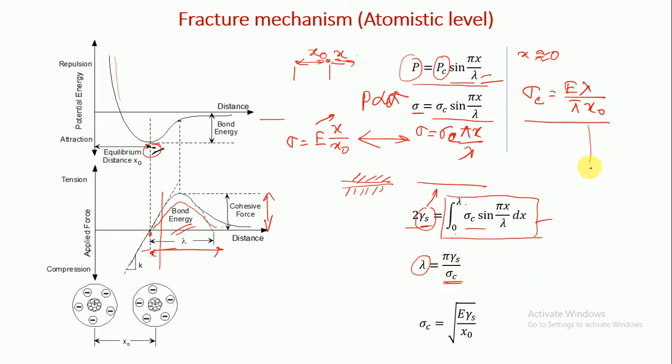From this equation, if we replace the value of lambda, we can get the final form of sigma c, which is equal to the square root of E gamma s by x0.